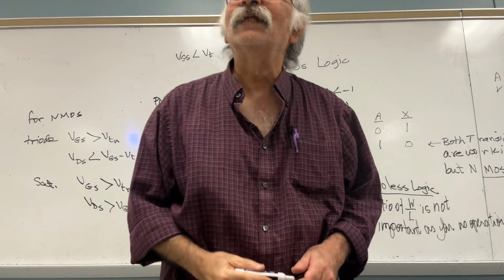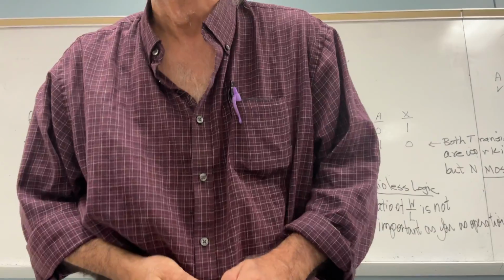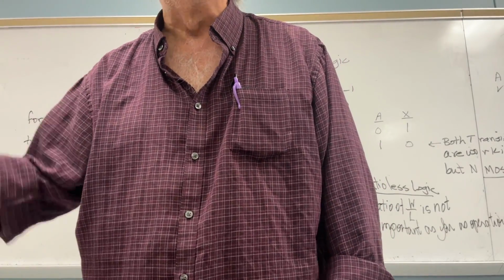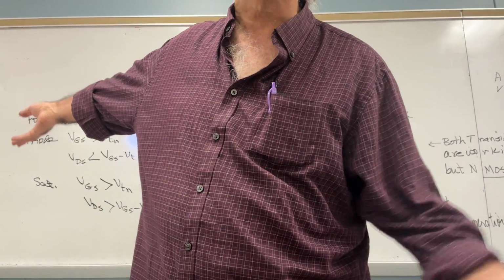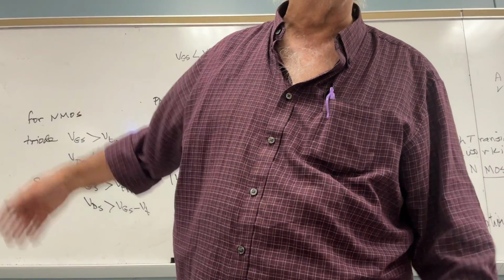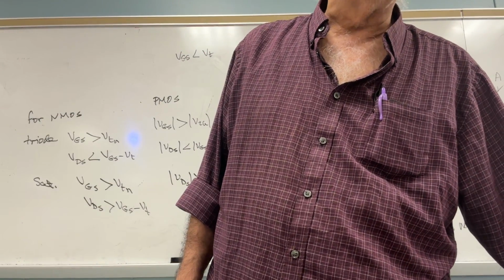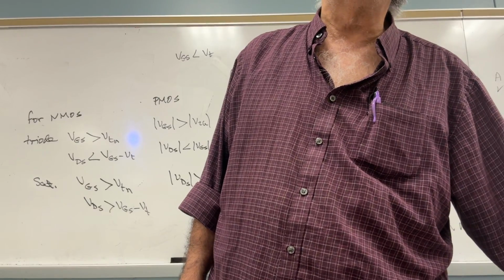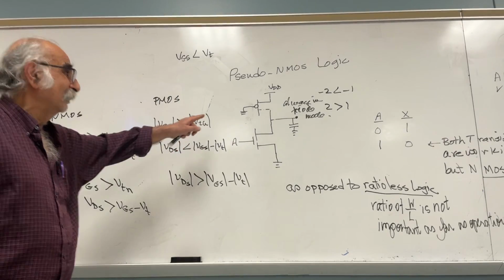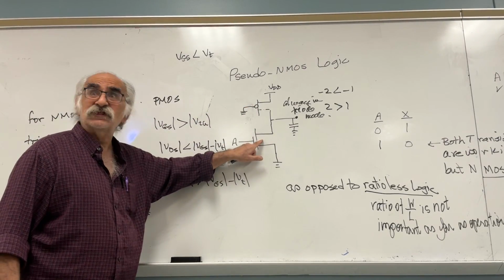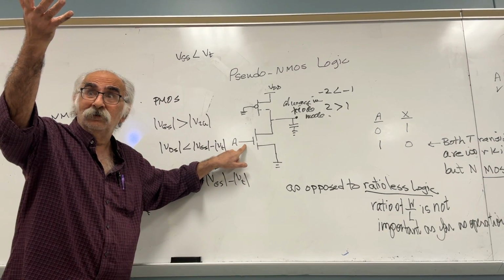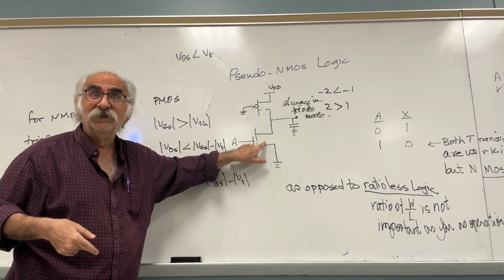Clear? That is why when you said a moment ago, this is similar to a what? A resistive loading inverter. The PMOS is acting as a what? As a resistor, because it's acting in a what? In a triode mode. By the way, the NMOS is acting as a what when the input is high? Saturation mode. Yes or no?